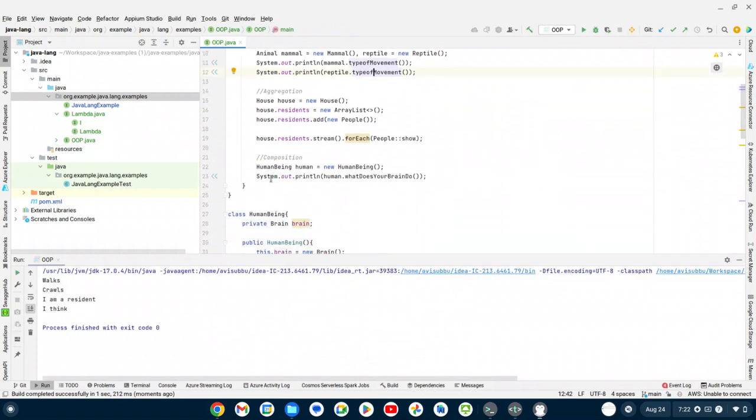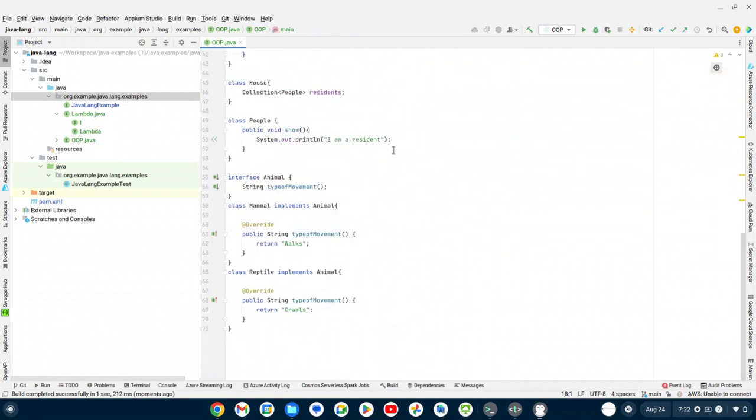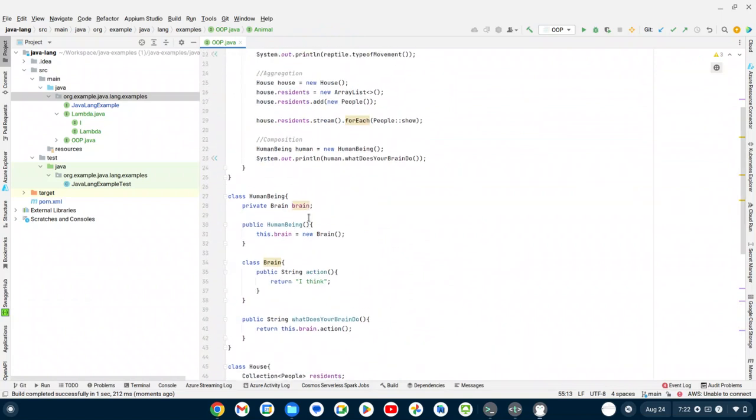Okay, so if you can see, what does a brain do? It thinks, right? So if you see here, these are the three forms of relationship, I would say: association, aggregation, and composition. Association is a normal relationship that could be achieved by inheritance, as we have seen in the case of animal. Here we have used an interface for this inheritance representation. Similarly, we can use it for a class as well.